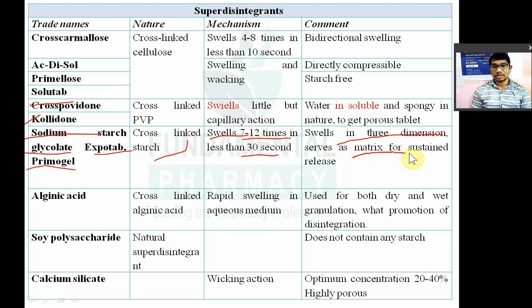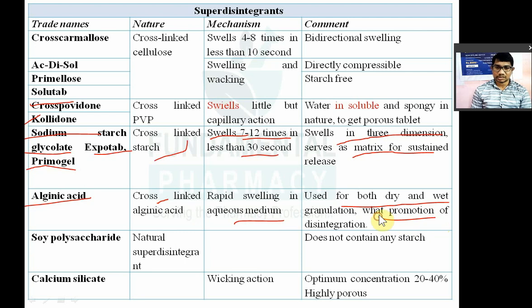Now next is the thing of the alginic acid. Alginic acid भी क्या है? Super disintegrant. Cross linked alginic acid. Rapid swelling in an aqueous medium. Tablet containing alginic acid will swell rapidly when it comes in contact with the gastric juice. बाद में it is used for both dry as well as wet granulation for the promotion of disintegration.